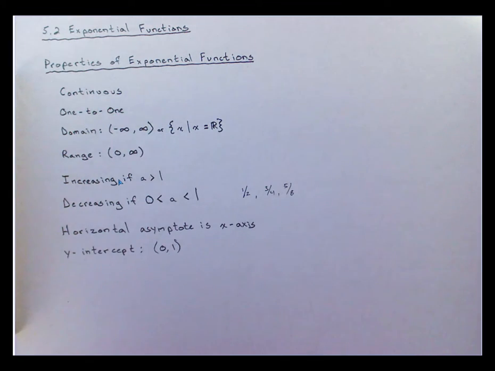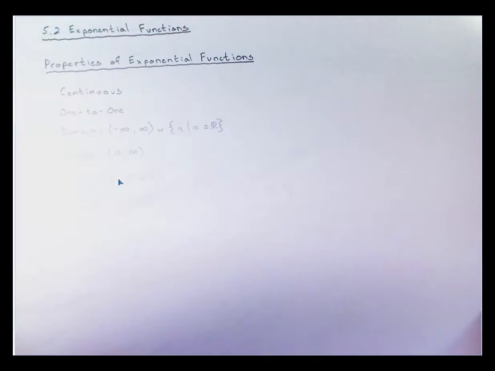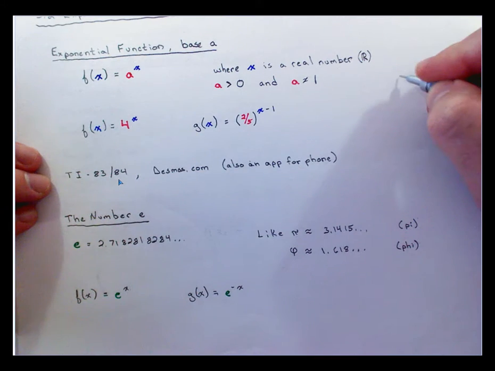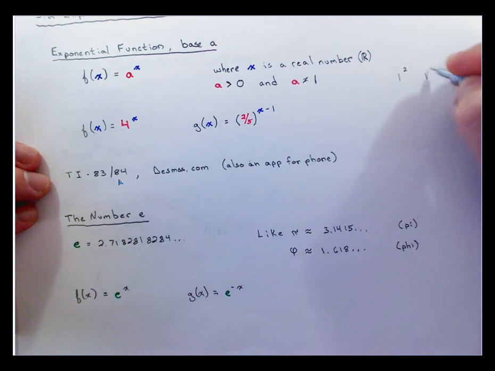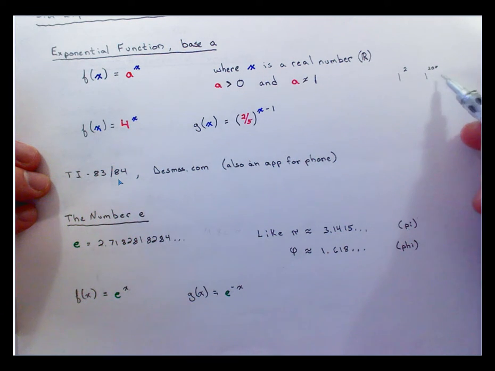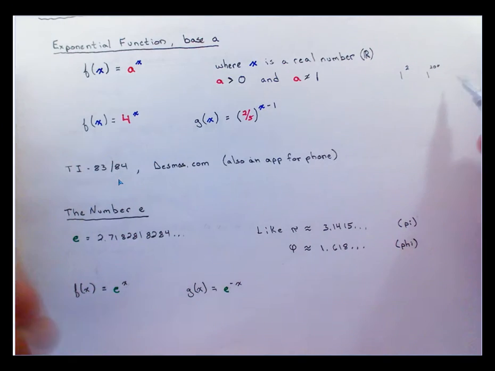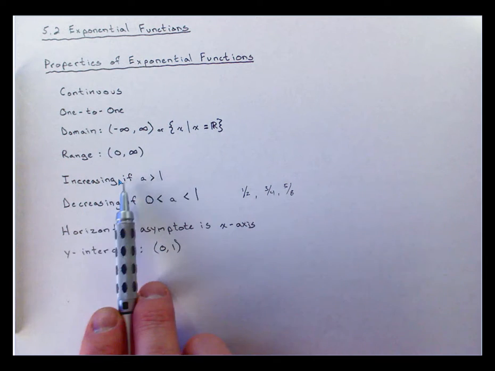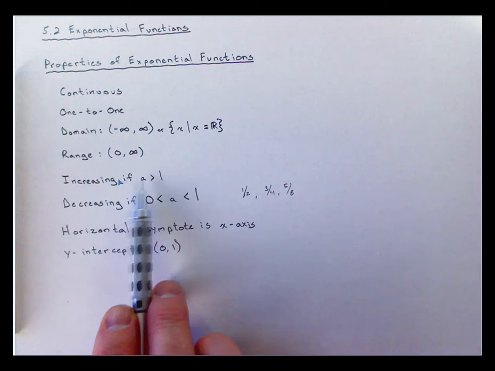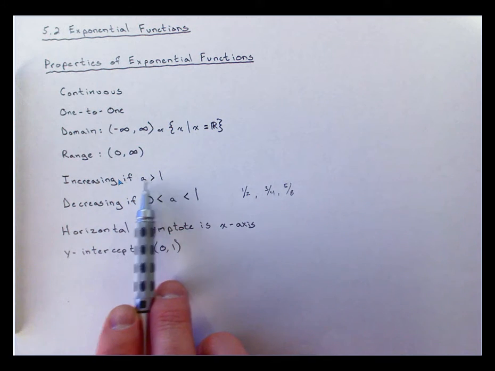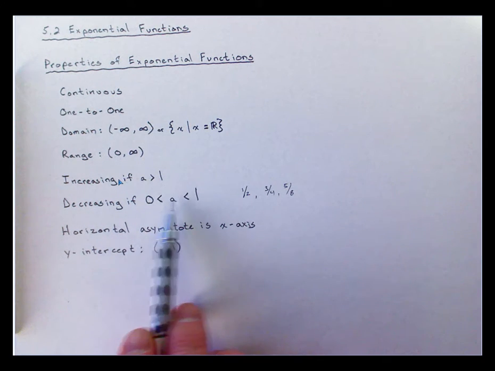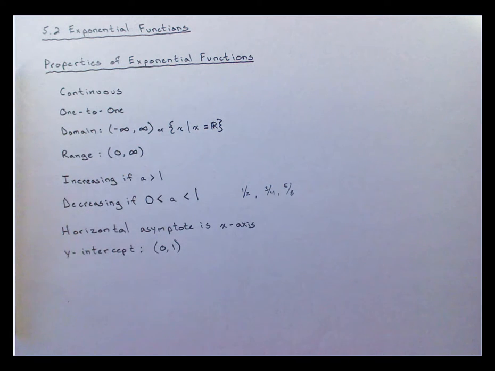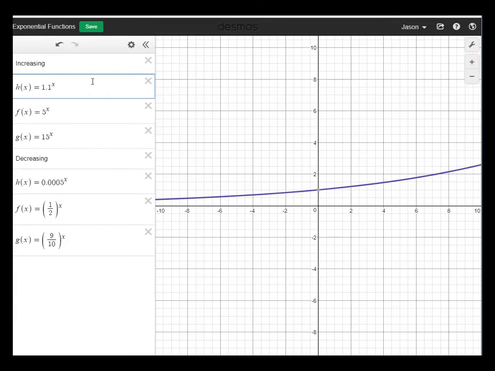Because no matter what I put in for my power, if I say 1 to the 2nd or 1 to the 200th, all that means is 1 times 1, or 1 times 1 times 1, 200 times. It's always going to be 1. So that's why a does not equal 1. And whenever we're looking at our actual properties, we're dealing with a being greater than 1 or a being between 0 and 1. So there's the first one.